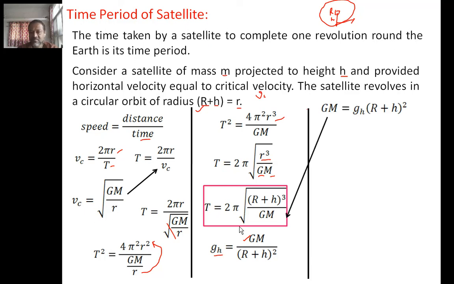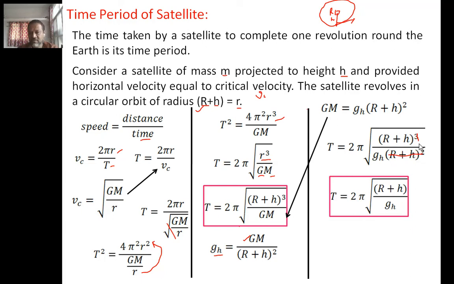Now if you substitute this gm into this t formula, what will happen? t is equal to 2 pi under root r plus h bracket cube will remain as it is, and then gh upon r plus h bracket square in the denominator. So the square will get cancelled, and out of this cube only one r plus h will remain. So that will be t is equal to 2 pi under root r plus h upon gh. So it's another formula of the time period of the satellite in terms of the radius of Earth, height, and gravitational acceleration at height h. Further, r plus h can be substituted as r. So t is equal to 2 pi under root r upon gh.